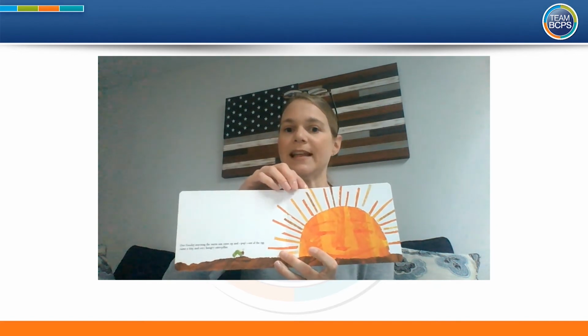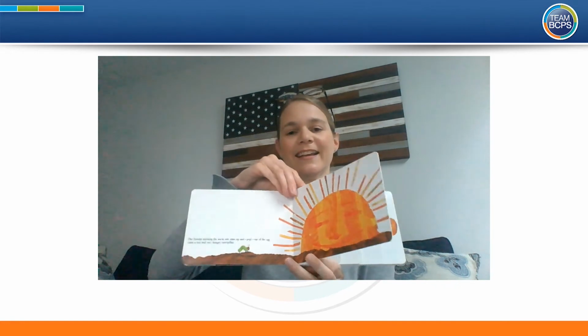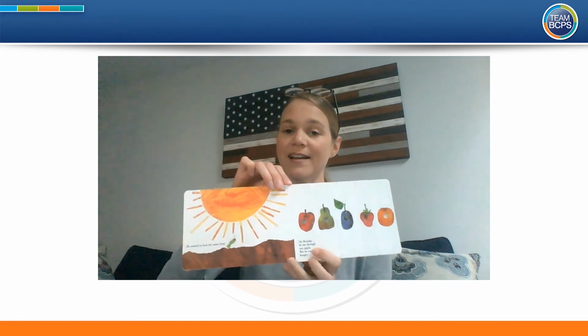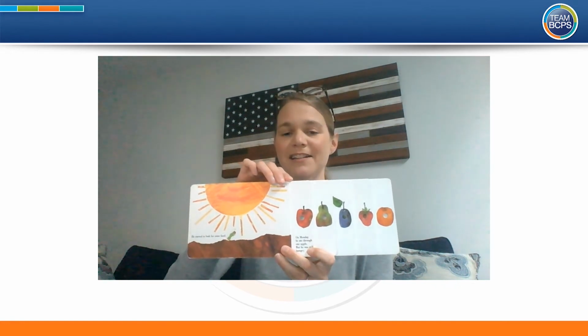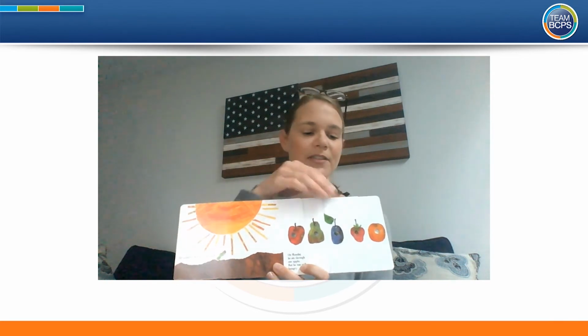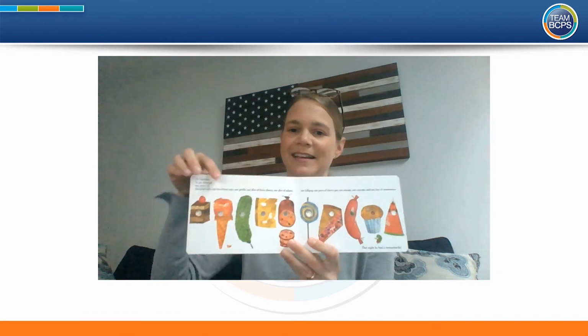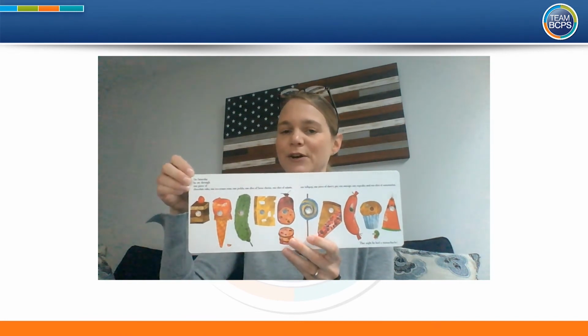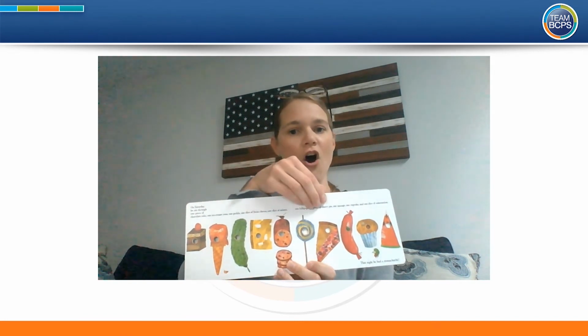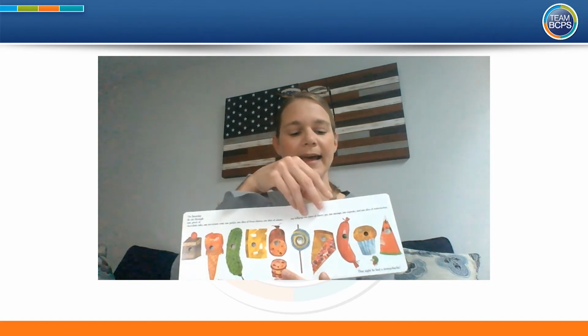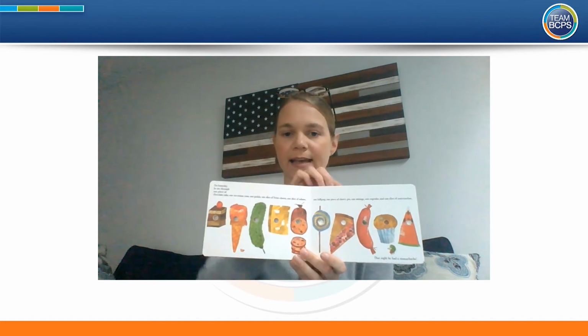What happened next in our story? That's right, our caterpillar ate lots of food. He ate a lot of healthy foods, but he also ate some unhealthy foods too. And after he ate all of those foods, what happened to the size of the caterpillar?